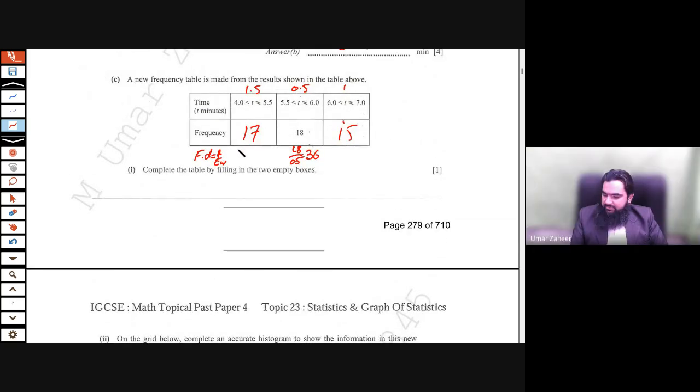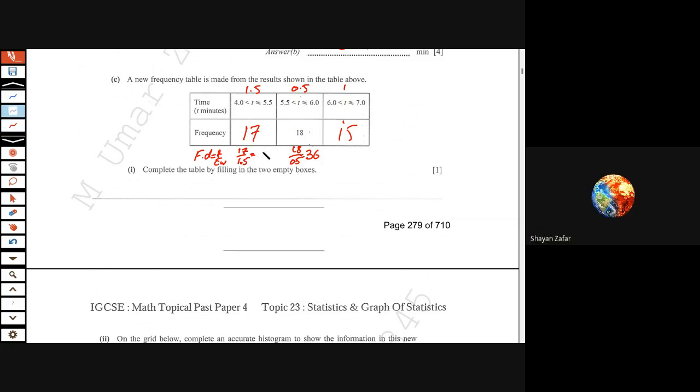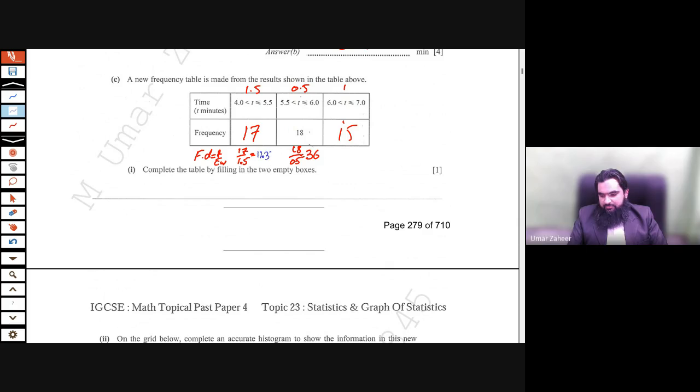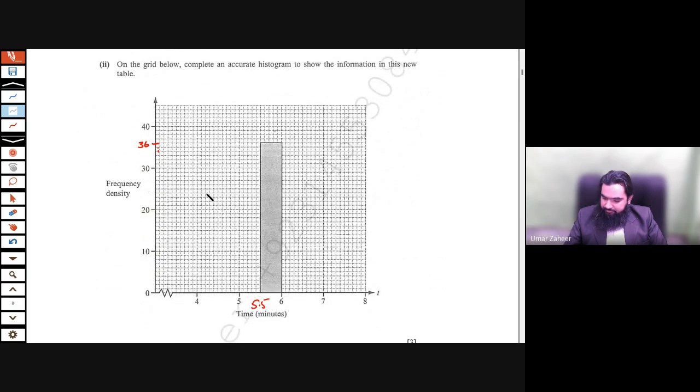Now find for this one, 17 divided by 1.5, that will be 11.333. And for the last one, we have 15 divided by 1. Obviously, that is 15. So 11.3333.